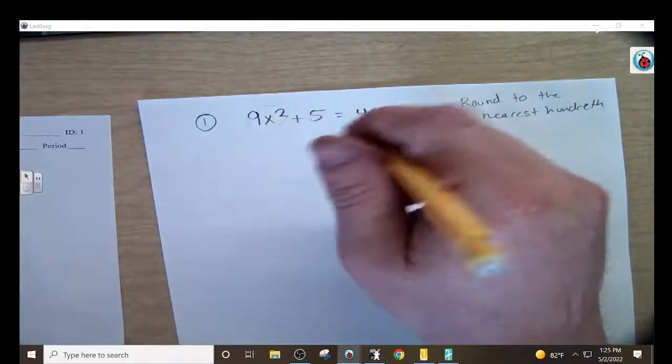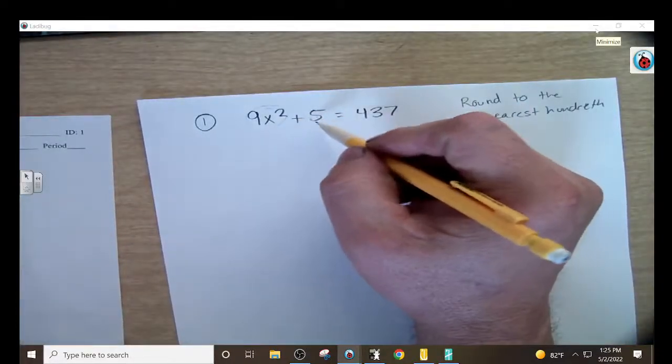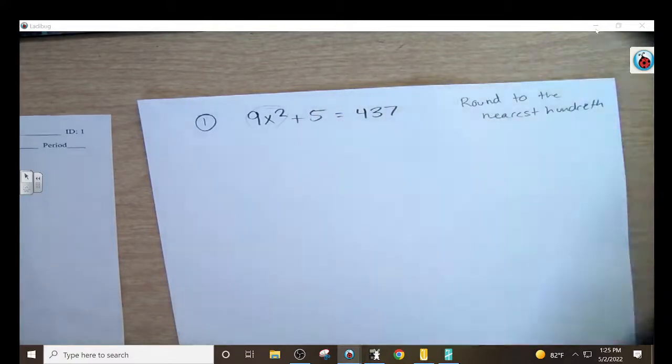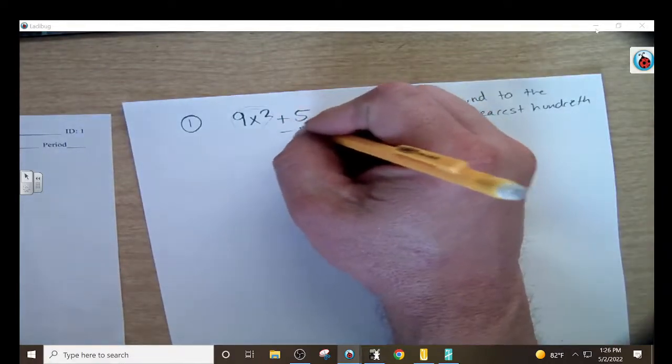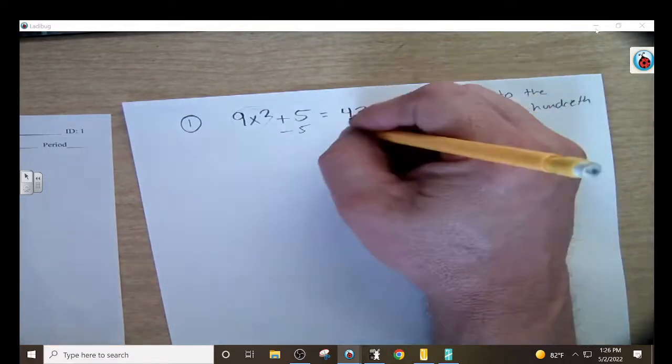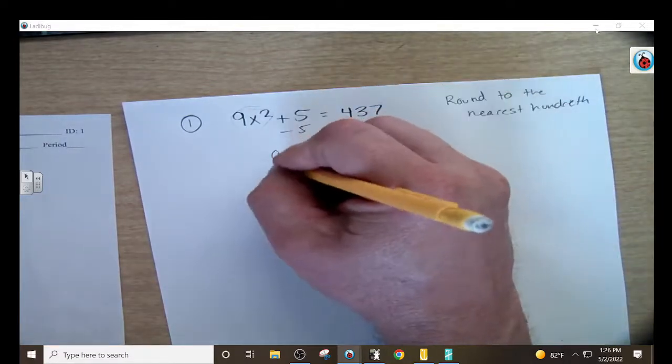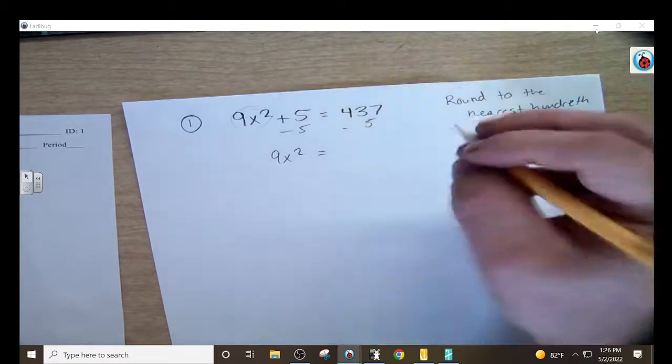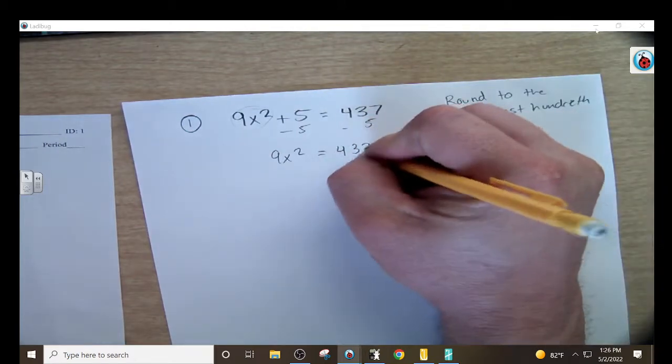and you have a constant like this, okay? If your linear term is missing, you can use solve by square roots. Solve by square roots is much easier because here's the method. All you do is get the quad term by itself. Okay, so that's 9x squared equals 432.